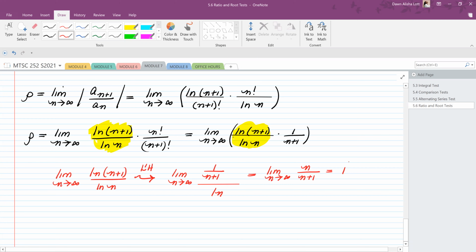Okay, so therefore rho turns out to equal 1 times 0, which is 0, which is less than 1. So this series converges absolutely.